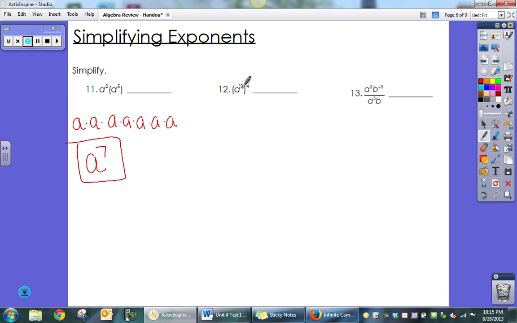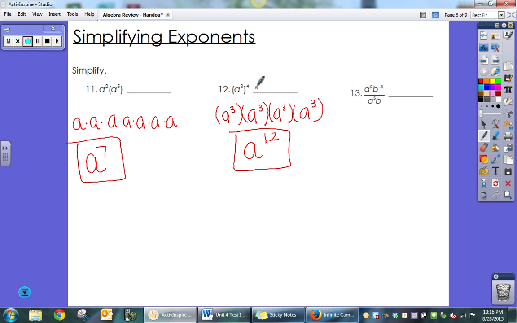Alright, this is a cubed raised to the 4th power. Remember that whenever I raise it to a power, it's multiplying by itself that many times. So that's a cubed times itself 4 times. And now I'm multiplying, I can add all those up. That's 3 a's, 3 a's, 3 a's, 3 a's. That's 3, 6, 9, 12 a's, or a to the 12th. That's the same as if I had just multiplied those exponents.